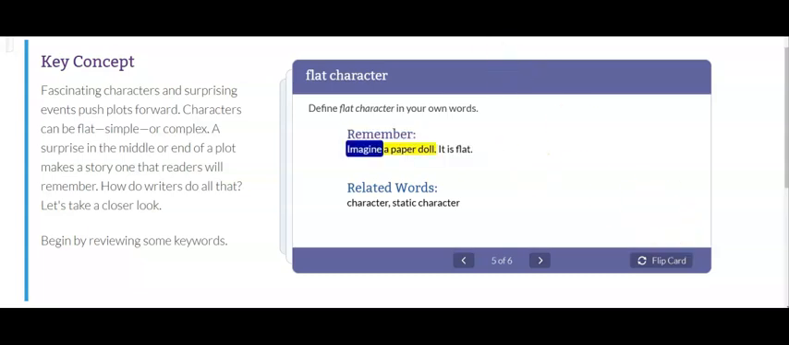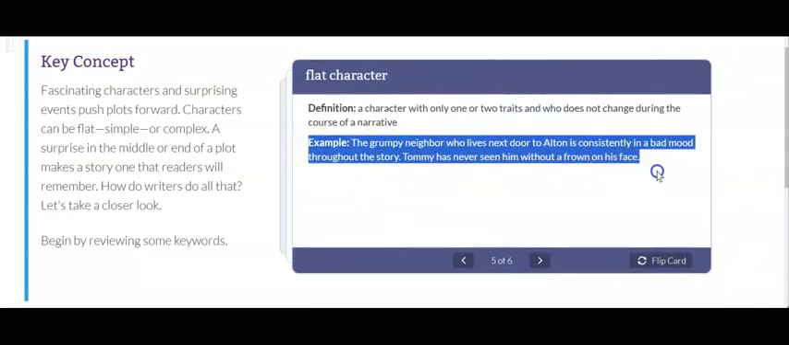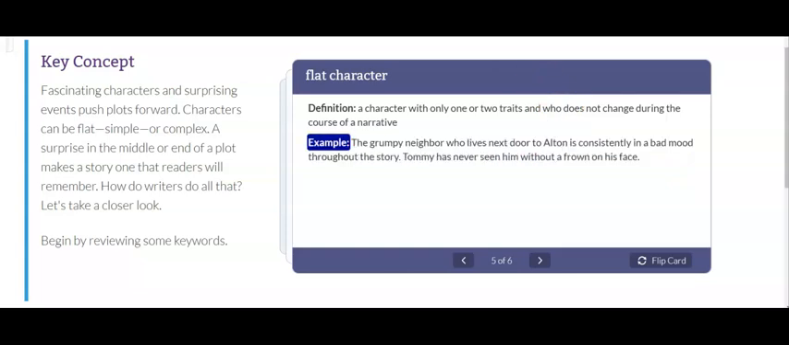Remember, imagine a paper doll. It is flat. Example. The grumpy neighbor who lives next door to Alton is consistently in a bad mood throughout the story. Tommy has never seen him without a frown on his face.